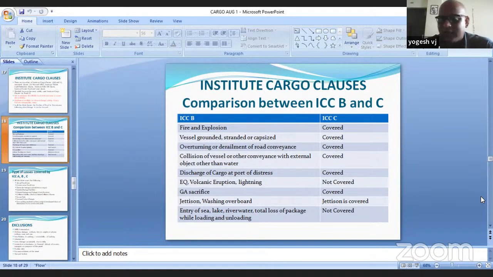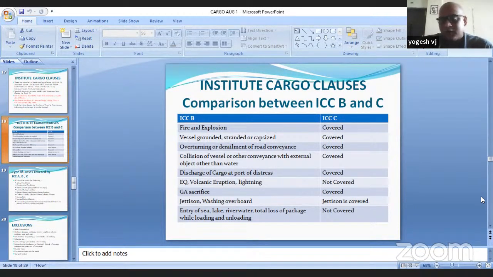Vessel grounded, stranded, and capsized, covered in both. Overturning or derailment of road conveyance, covered in both. Collision of vessel or any other conveyance with external object other than water. यानी अगर vessel दे मारा अगर पोर्ट के ऊपर ही बर्थ रहता है उसके ऊपर दे मारा, losses that are occurring to the vessel to the cargo is covered. Losses that are occurring to the vessel is not covered. वो hull insurance का part है. Losses that are occurring to the port वो तो liability है, वो कहीं और covered है. Don't worry, we will study that in marine hull.